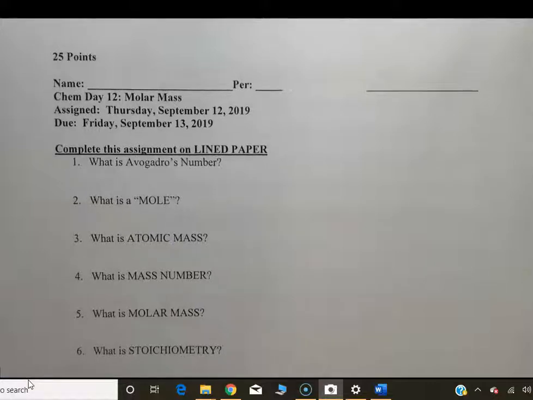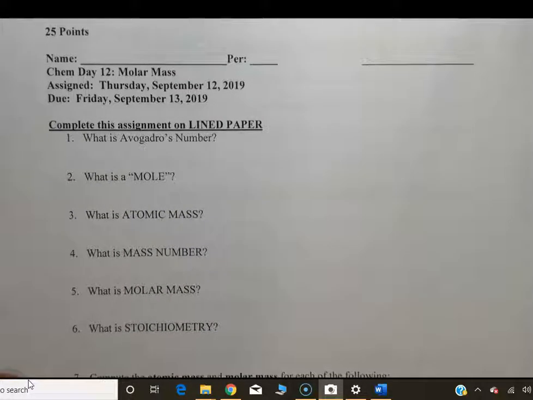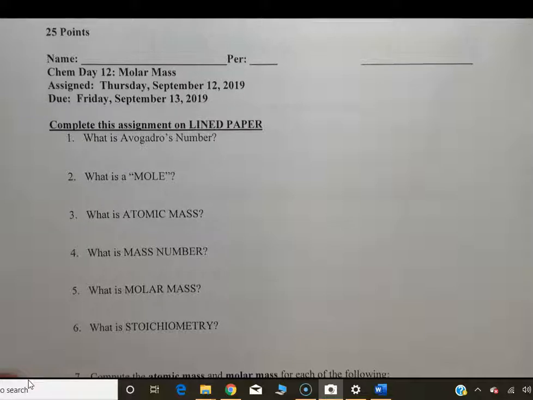It's a little lengthy, so I'm going to kind of rush through it. Stop as you need to, rewind, go back, click back, and you need to watch something a second time.